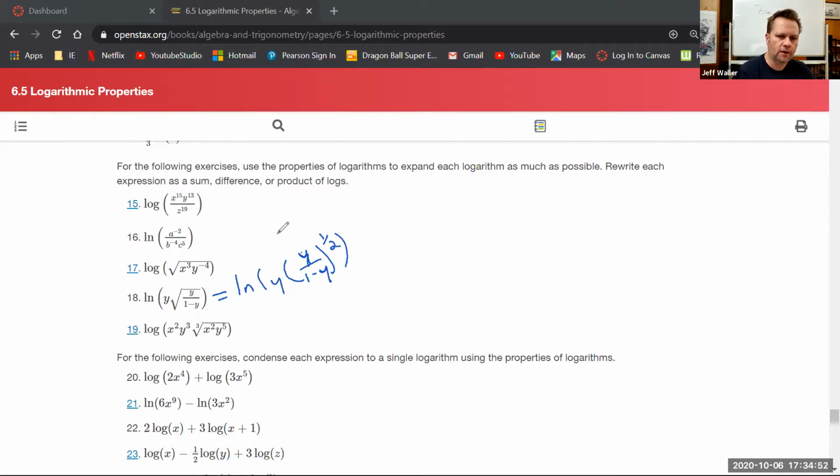But the very first thing you can do is this is y times stuff, right? So how can I rewrite a log of something times something else? I don't know how far you got with this problem. Yeah, the natural log of y plus 1/2 natural log of whatever's left over. Okay, you got one more step ahead.